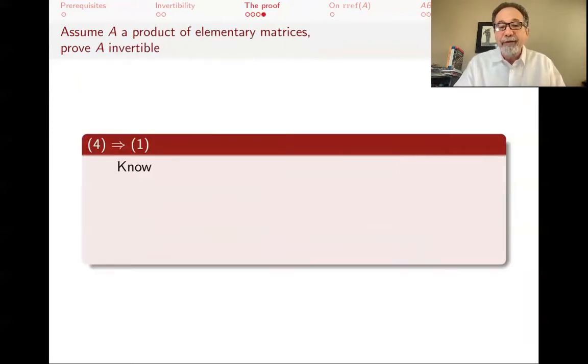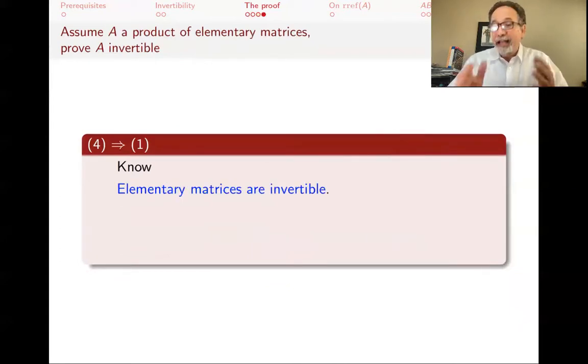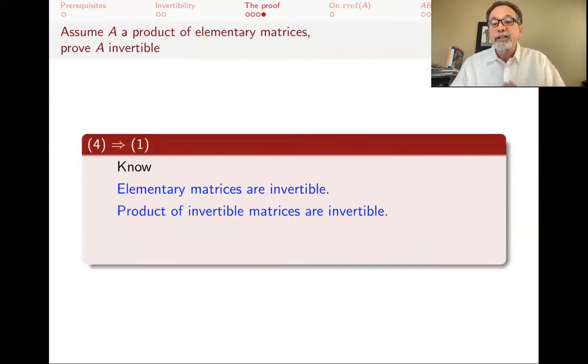So only one other one left. Now I've got to go back again. The hypothesis changed, the conclusion changed. This time I know that A is a product of elementary matrices, and I want to prove to you that A is invertible. But one thing I do know is that elementary matrices themselves are invertible. And I also know that products of invertible matrices are invertible. If you take two invertible matrices and multiply them, you get an invertible matrix.